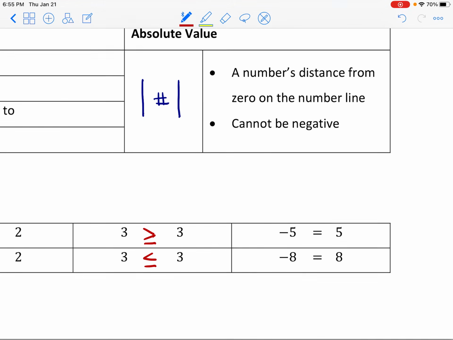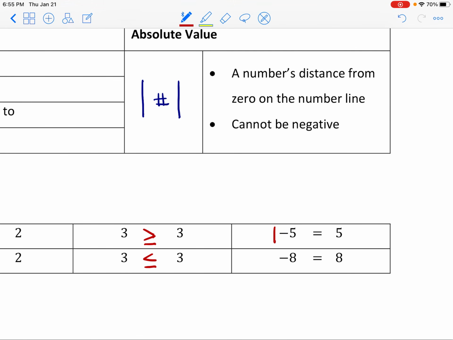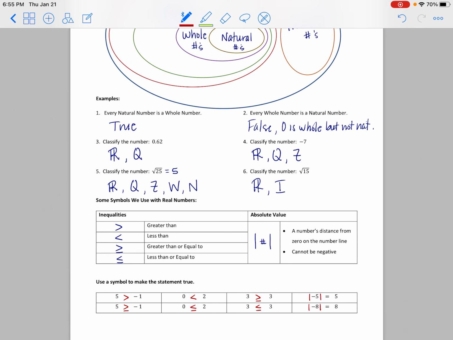Now in this last part here, we could say the absolute value of -5 is equal to 5 because -5 is 5 units from 0 on the number line. And I could say the absolute value of -8 is equal to +8, again because -8 is 8 units from 0 on the number line. Okay, so you'll have a pretty brief assignment where you're going to classify some numbers and maybe compare using absolute value or inequality symbols, or maybe do some evaluating with absolute value symbols.